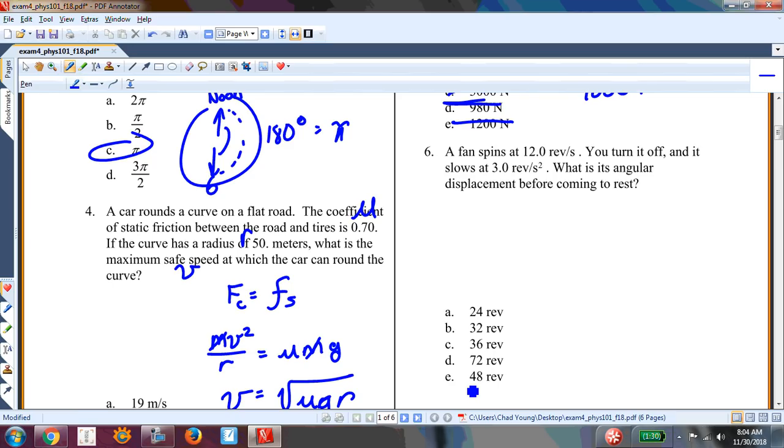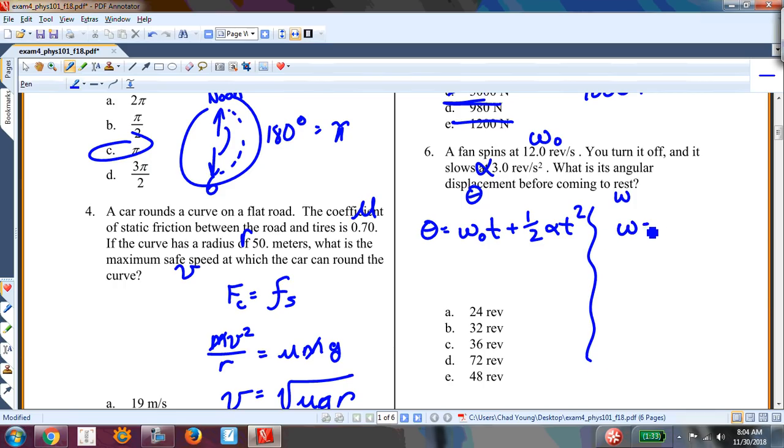Fan spins at 12 revolutions per second. You turn it off and it slows at 3 revolutions per second squared. What is the angular displacement for coming to rest? This was a tutor question. So I have omega naught there. This is my alpha. This is my omega final. And I need to know what is theta. I know that theta is equal to omega naught times t plus 1/2 alpha t squared. But look, I don't know t, so I need to do something to find t. I use omega equals omega naught plus alpha t, and here I do know everything but t.